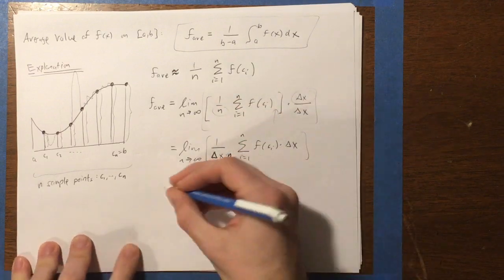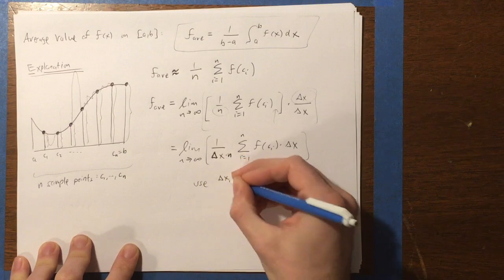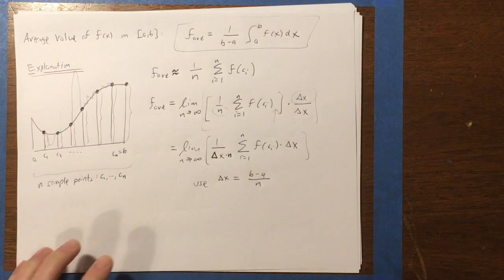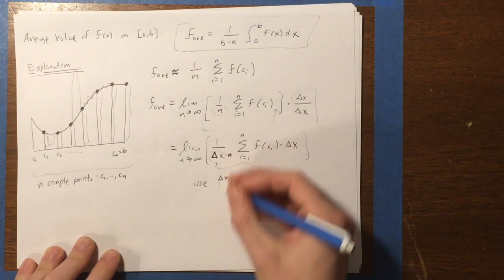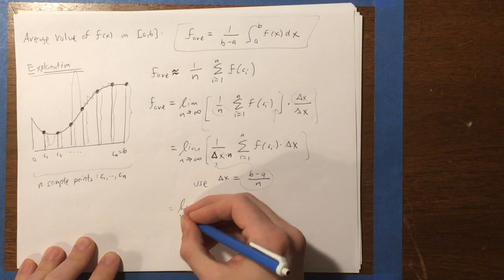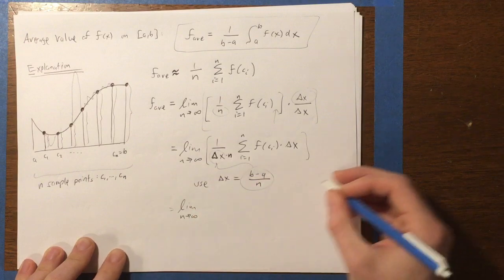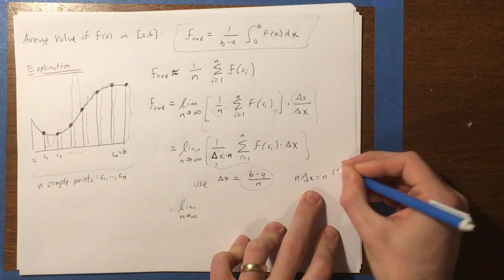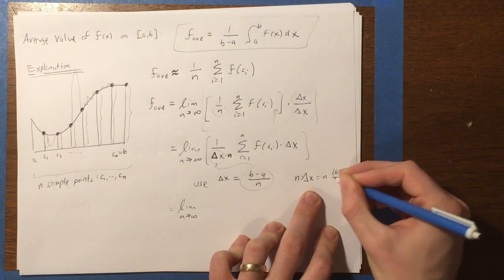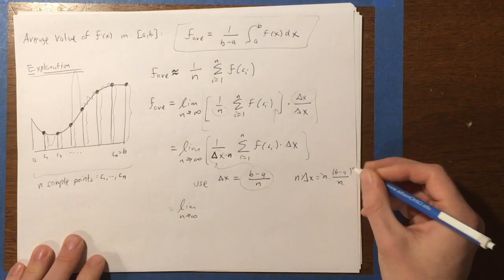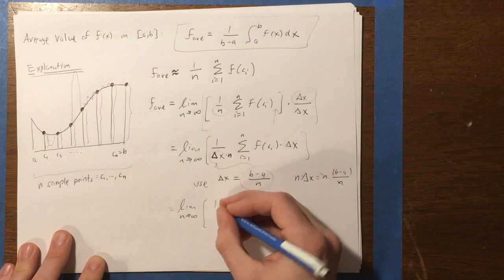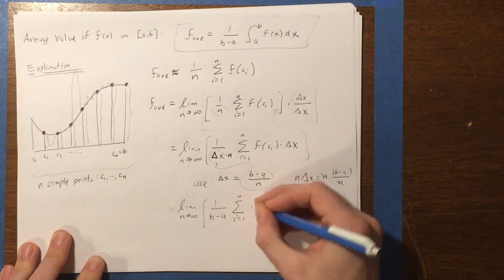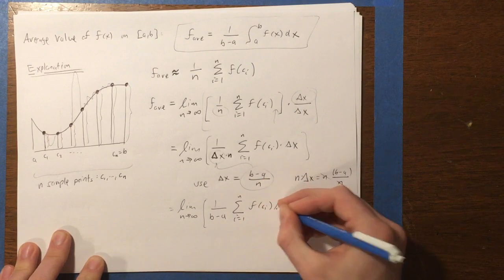Okay, so now let's use the fact that delta x is calculated by taking b minus a and dividing by n. So if we take that and substitute it in here, what do we get? Well, n times delta x is going to be n times (b minus a) over n, and you can see the n's are going to cancel out. So all that we have left inside here is now 1 over b minus a. And then we're summing up i equals 1 to n, the f of ci times the delta x.